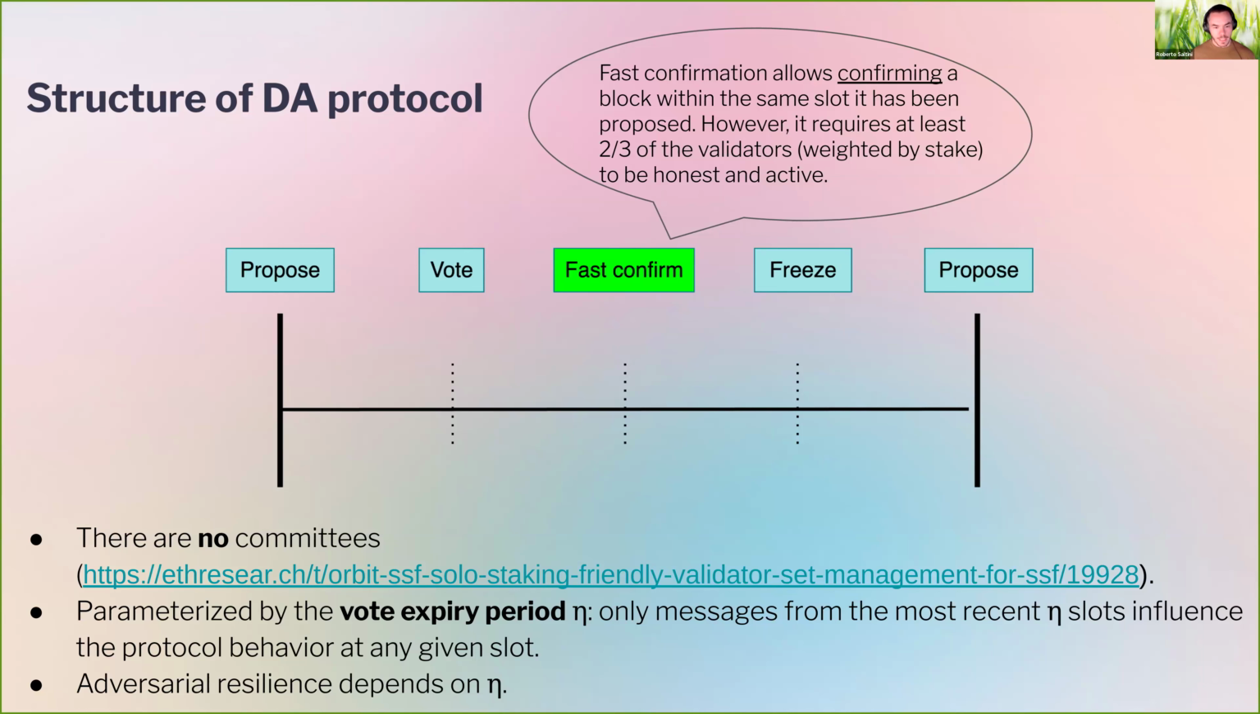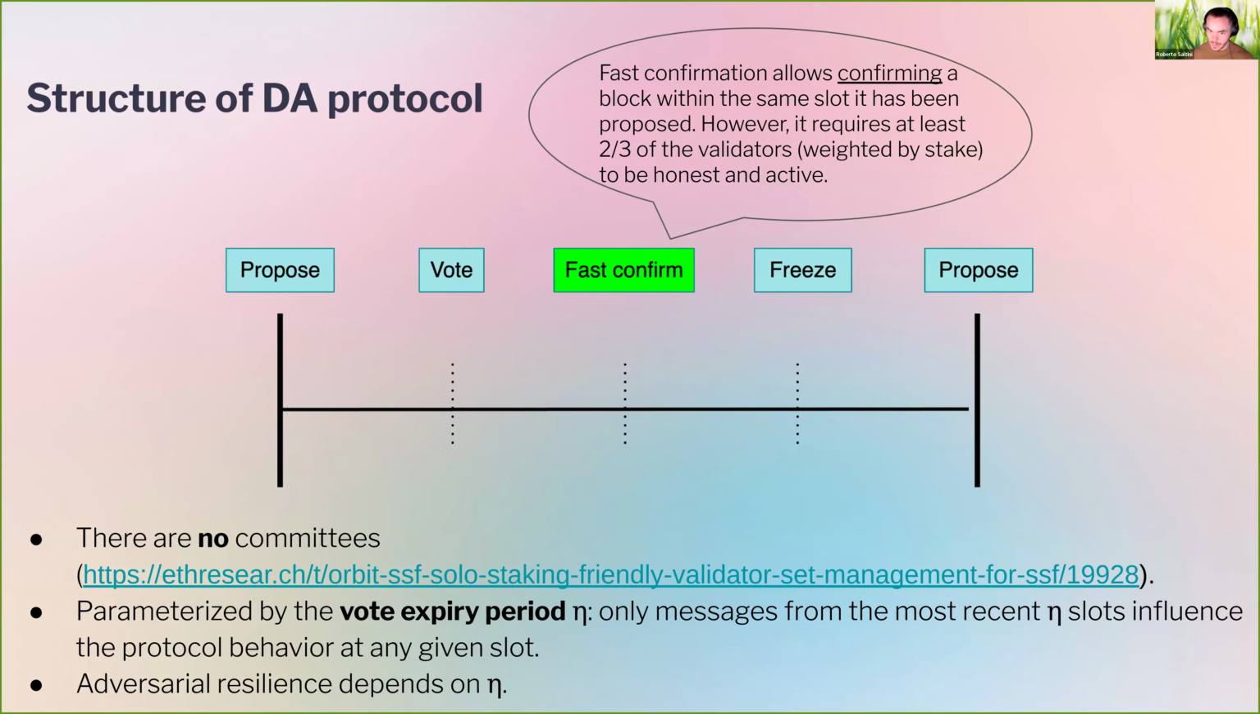This is followed by the vote stage. At the vote stage, validators vote for a block. If the network is synchronous, you have good network conditions, and the proposer is honest, the honest validators will vote for the block proposed by the honest proposer. If either of these conditions does not hold, then it really depends on the circumstances. After the voting phase, we have the fast confirmation phase.